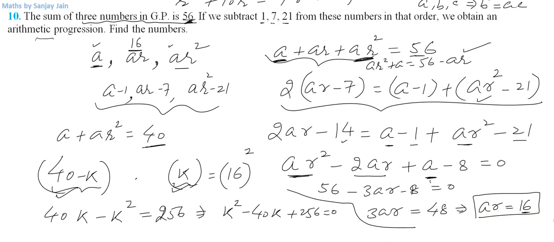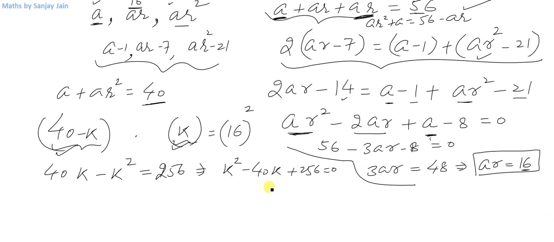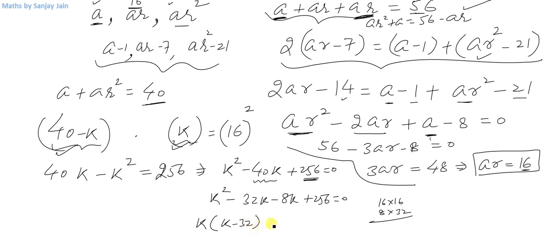Now I'll be able to find the value of k from here, right? If you factorize, this is 16 into 16. So how can I split this middle term to obtain this product? Out of this 16 into 16, I can write it as 8 into 32. So yes, this is the factorization. k squared minus 32k minus 8k plus 256 is equal to 0. If I take k outside, (k minus 32)(k minus 8) equals 0. So k will be either 8 or 32.